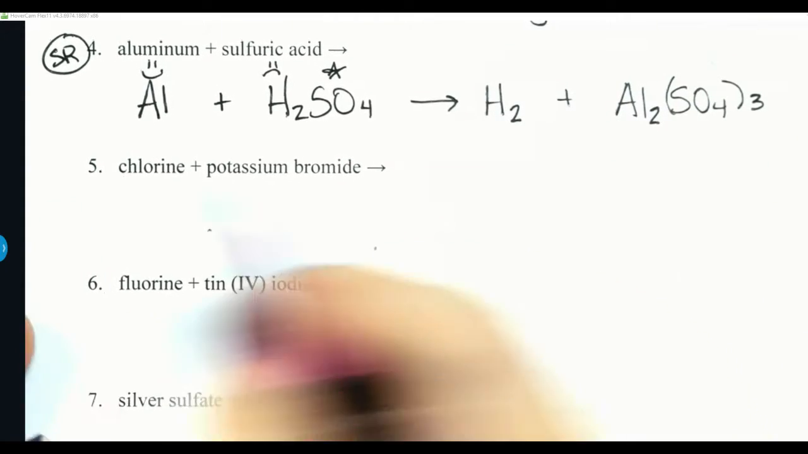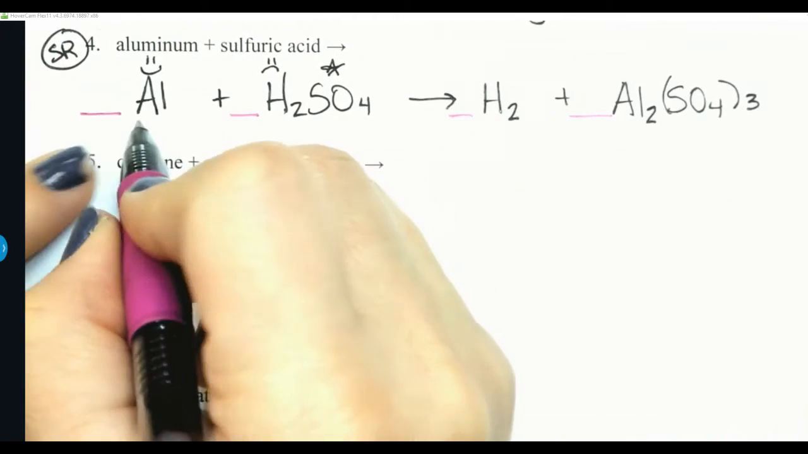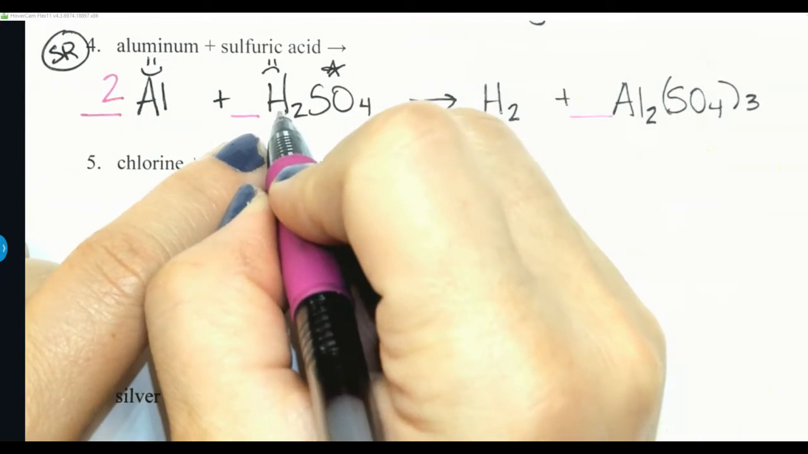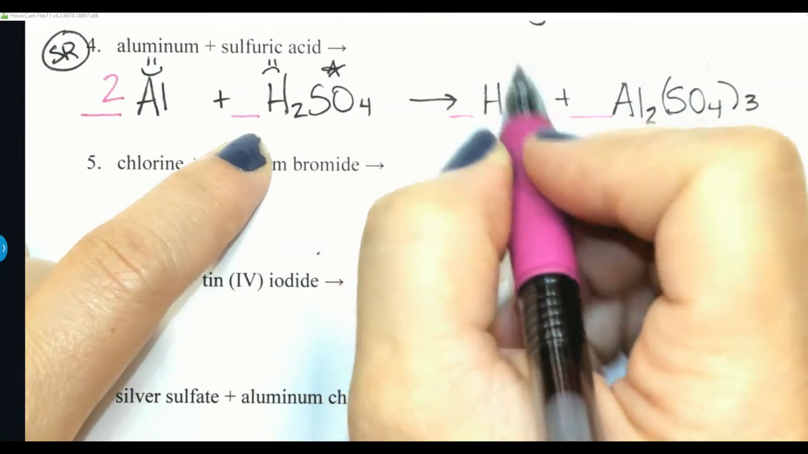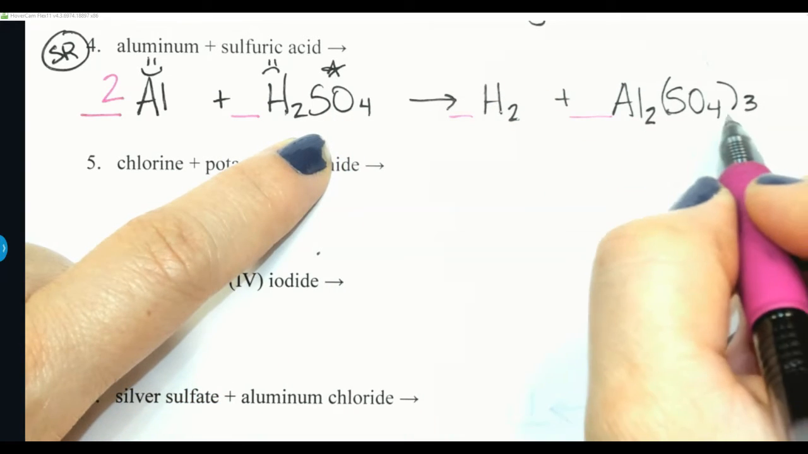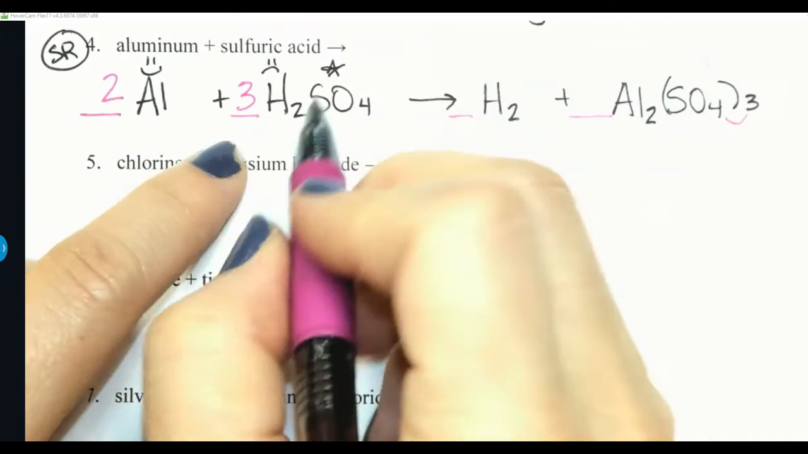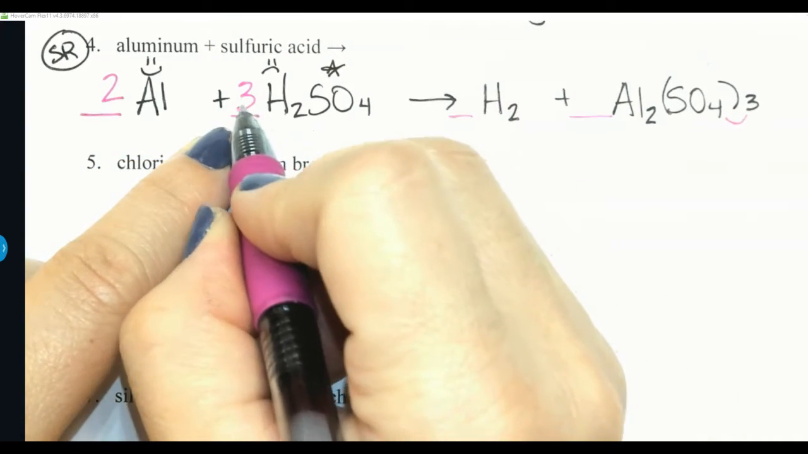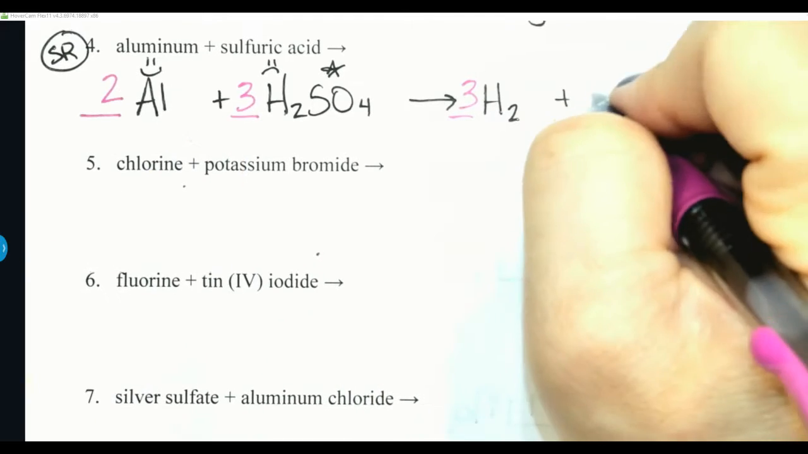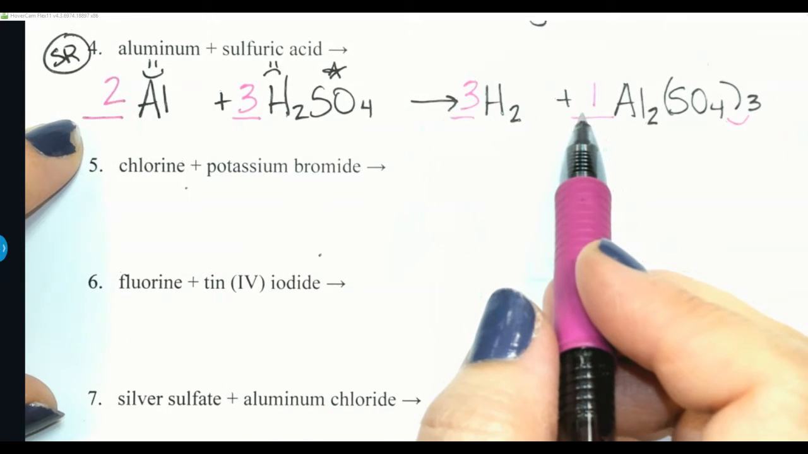And we can now balance the coefficients. So I'll put my blanks in front. 1 aluminum, 2 aluminums, so we need a 2 here. 2 hydrogen, so that's good. But we only have 1 sulfate here, but we have 3 sulfates over here. So that's going to put a 3 here, which has modified my hydrogen. 3 times 2 is 6, so 3 times 2 will make that 6. And so we are done with a 2, 3, 3, 1 ratio.